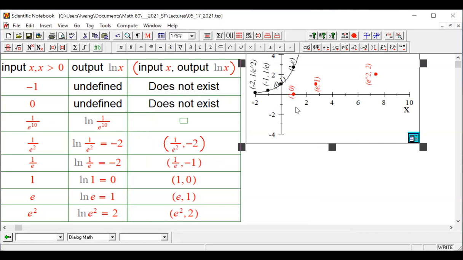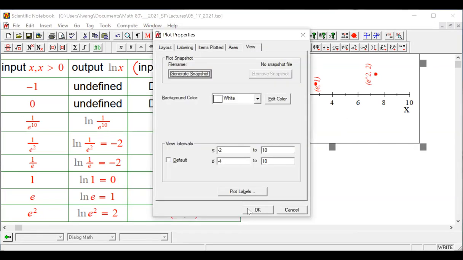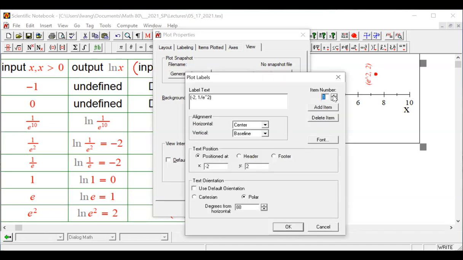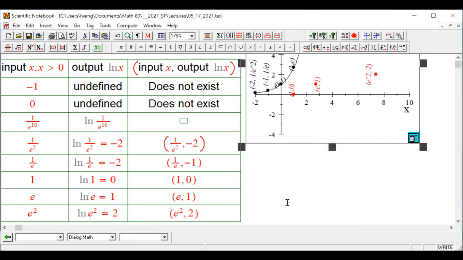1 comma 0. Oh, this is a little bit off. So I need to make some adjustment to that 1 comma 0. Say, this is 0.4. So that would do it. 1 comma 0. Okay, that's fine. 2 more points.